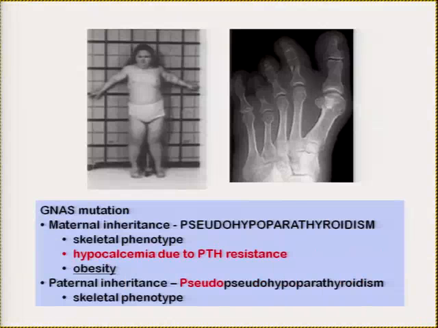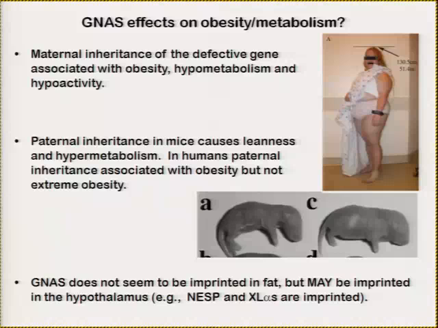So the effects of GNAS, kind of moving a little bit into what we don't know, and there's a lot we don't know, is that the maternal gene also brings with it super obesity and hypometabolism. Whereas you remember that, if you get the allele from the father, you're fat, but you're not super fat. This is different in the mouse. The gene here from the father actually causes leanness.